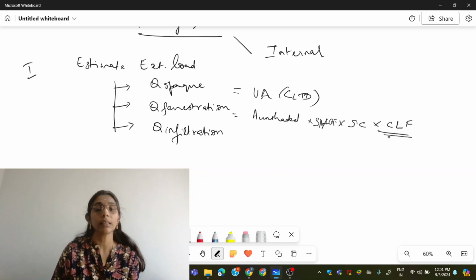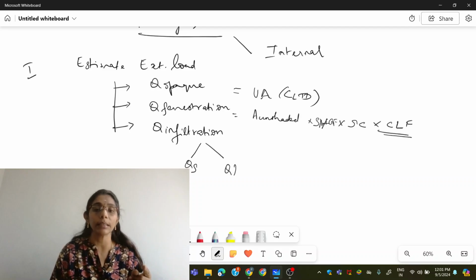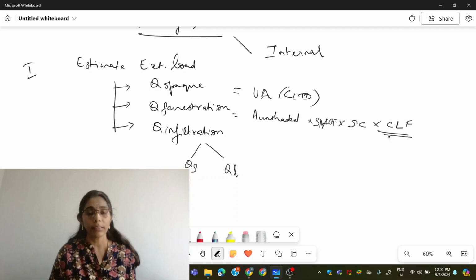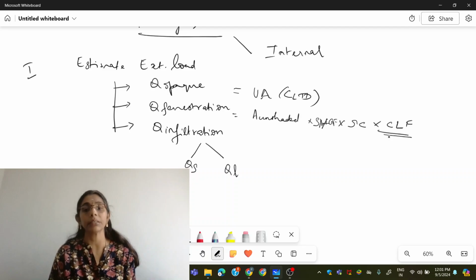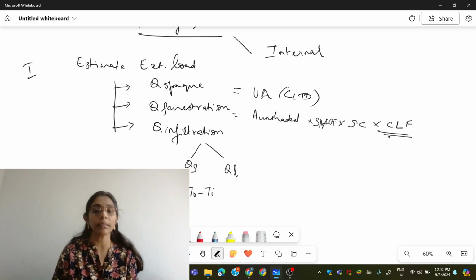Now coming to heat transfer by infiltration, this is the actual heat that is entering the building. Here you cannot calculate directly. Instead, you have to calculate the sensible heat as well as the latent heat. As already described, sensible heat is realized due to change in temperature, whereas latent heat is realized due to change in moisture content. Fine. So this sensible heat is calculated by the formula m Cp into delta T. So delta T is T naught minus Ti.